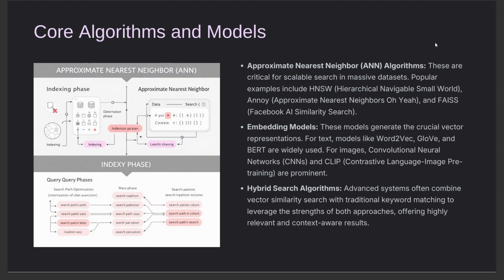Second, embedding models. These are responsible for converting raw data into meaningful vectors. For text data, we commonly use Word2Vec. For image data, convolutional neural networks, CNN. Third, hybrid search algorithms. These combine traditional keyword matching with vector search, giving highly context-aware results. This hybrid approach is now widely used in systems like Google search and modern recommendation engines.